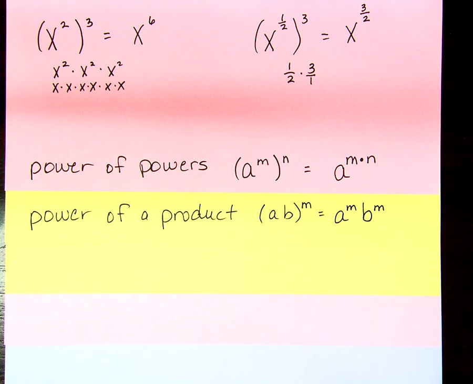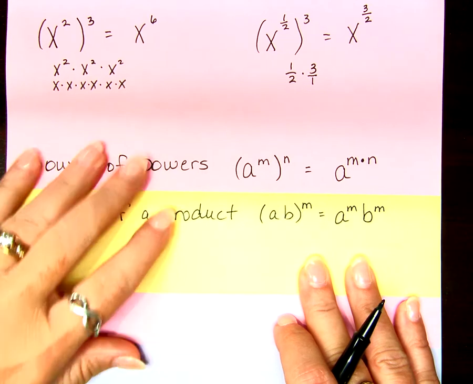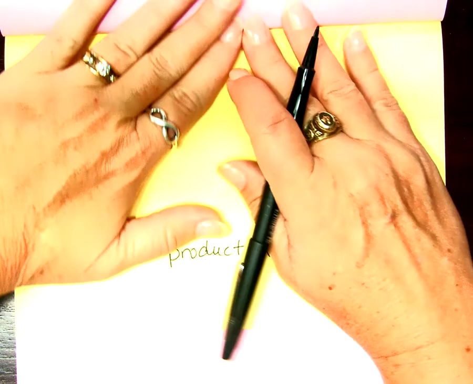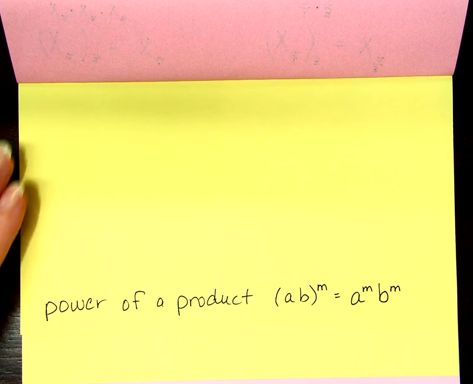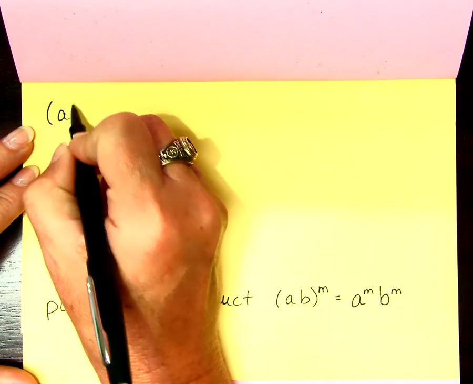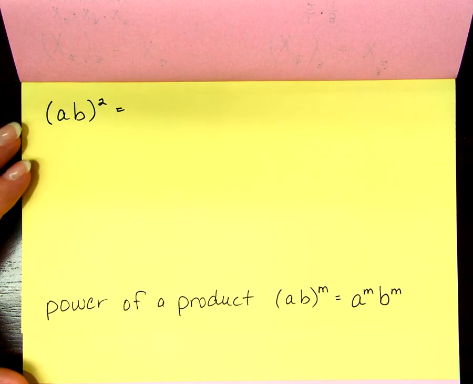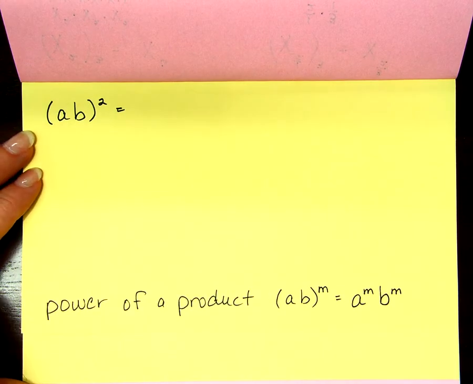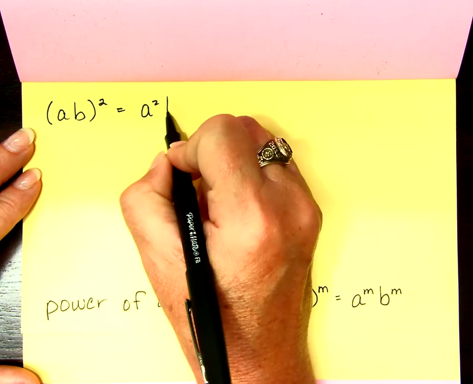Yes? So I'm going to fold this up. We can write ourselves some examples. Okay? (ab) squared. What is that the same as? a squared, b squared.